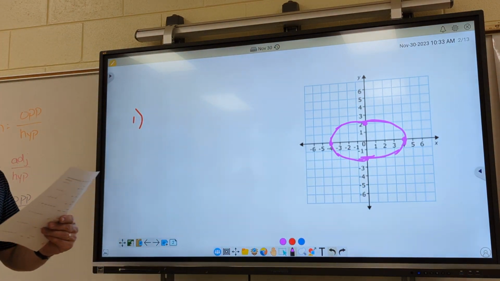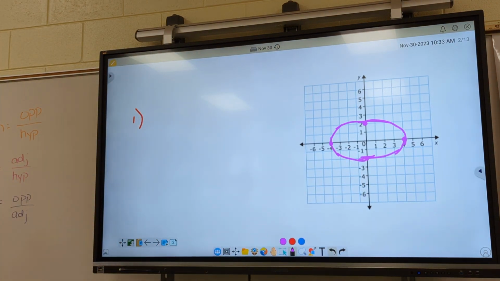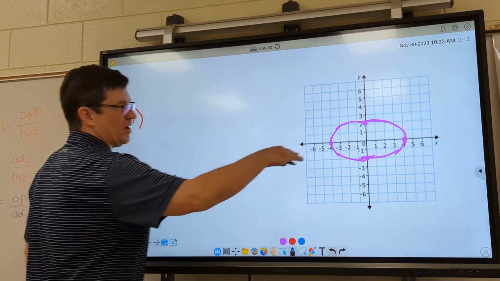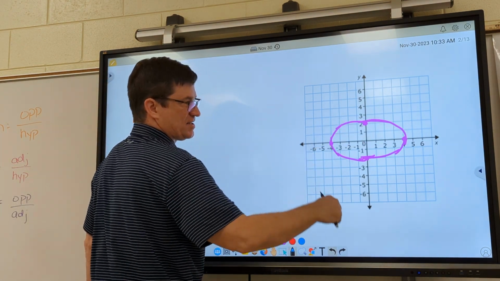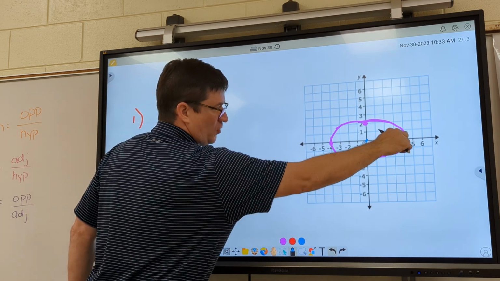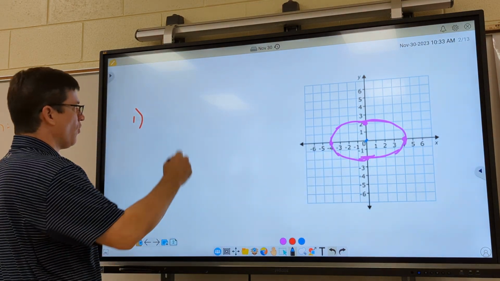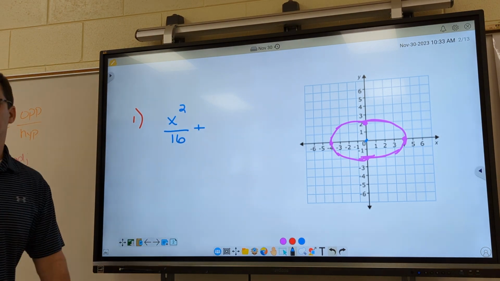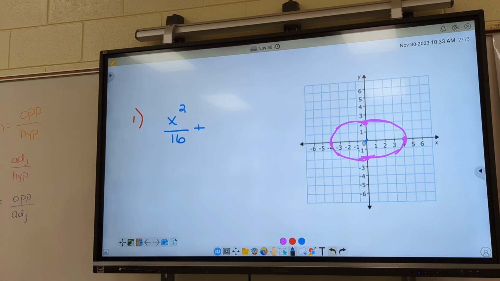All right, so number one, they want you to write an equation. All phones are up, right? Looking at our graph on number one, that's not a very good graph, but it's all right. All you have to do, look at your x-axis right here, going side to side. How far from the center are they going in each direction? 4. So we'll write x squared over 16. Y'all want to guess how we got 16? Squared 4.